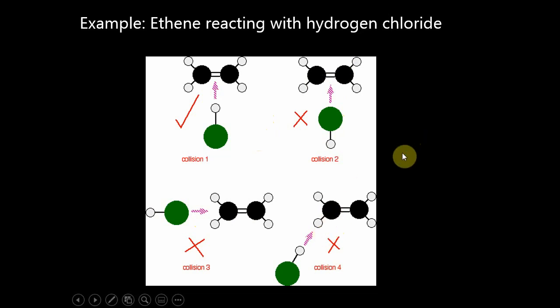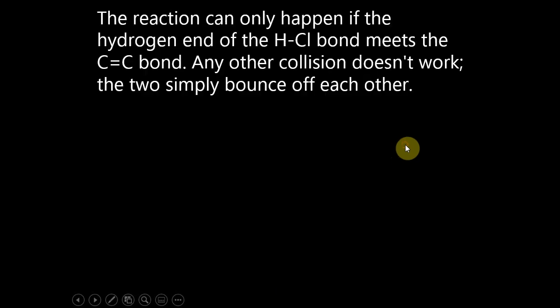All right, so the geometry, the orientation of the molecules when they collide has a bearing on whether or not the reaction is going to be successful. So the reaction can only happen if, in the case of the acetylene in the previous molecule example, the hydrogen end of the HCl bond meets the carbon-carbon double bond. Any other collision doesn't work. The two simply bounce off of each other.